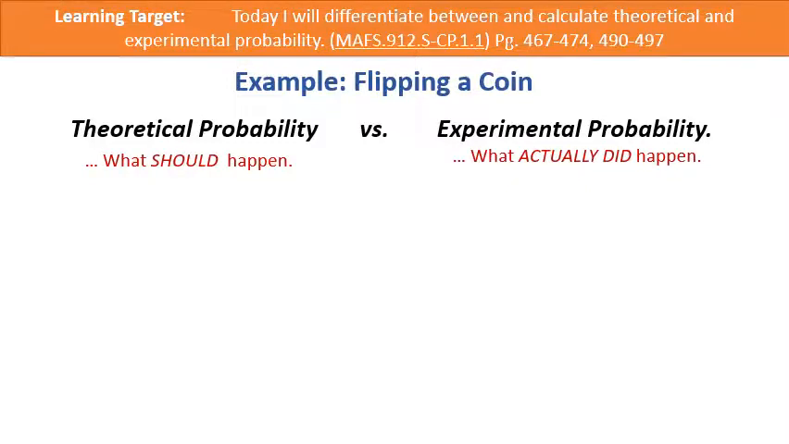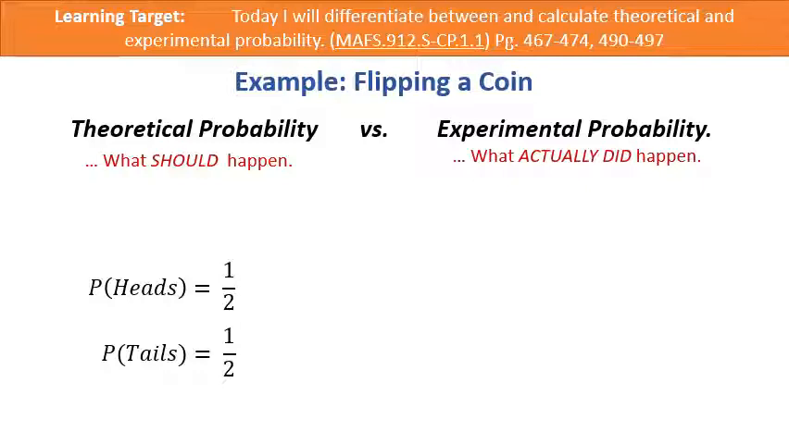So theoretically, if I flip a coin, what should happen? Well, I know that the coin has two sides. One side is heads and one side is tails, right? So the probability that it lands on heads should be 1 out of 2, and the probability that it lands on tails should be 1 out of 2. That's because a coin only has two sides, and one side is heads and one side is tails. Are we good there? Okay, I hope so.